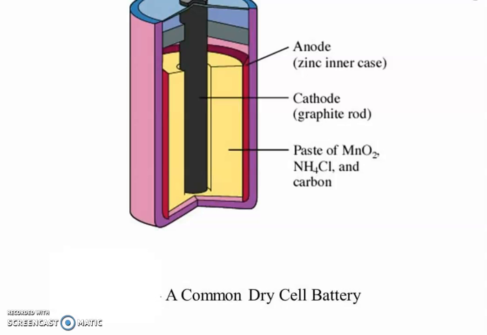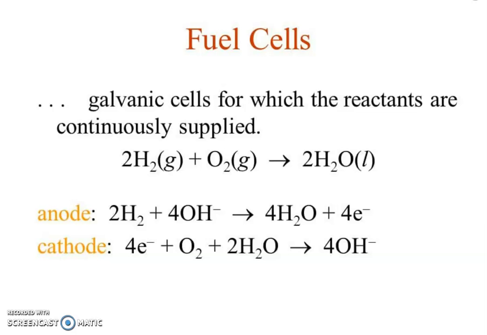So another one, anode zinc inner case, cathode graphite rod, paste of the MnO2, ammonium chloride and carbon, a common dry cell battery. Fuel cell, you know, galvanic cell for which the reactants are continuously supplied. H2 and OH minus to give water at anode, and at cathode O2, H2O and electrons give OH minus.